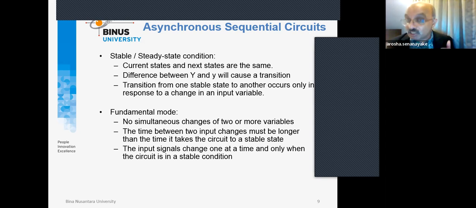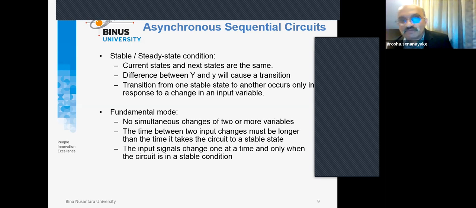Okay, so you might be thinking, what about changing two variables? That might cause many issues. We are going to see that in a short while. So when you want to change the state from one to the other, make sure you change only one input variable. That is the basic concept behind asynchronous sequences, and you must be very careful about that. You must make sure that each state change is subject to one input variable change.